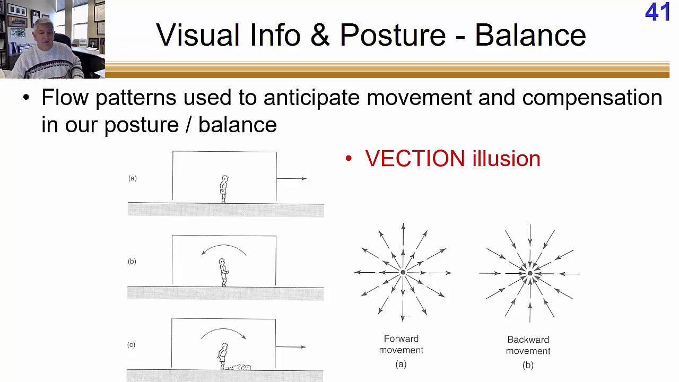And in fact, if we take a false room and move the whole room backwards, we will compensate for that and try to move forward, to the point we might even fall down because the room's not actually moving. It's sort of like mashing on that brake because you feel like you're moving backwards even though you're standing still.